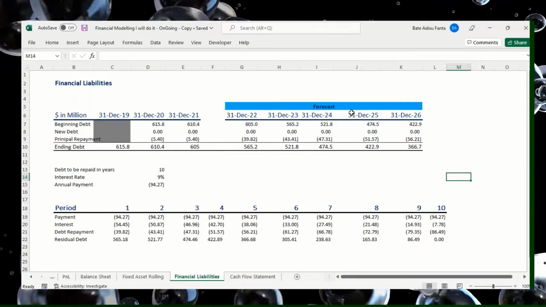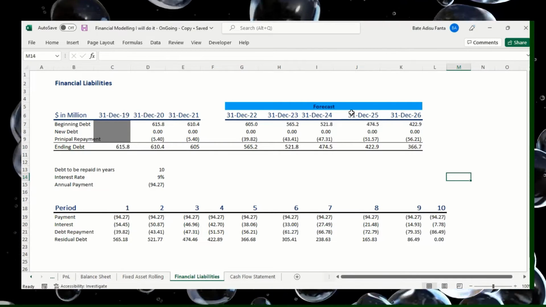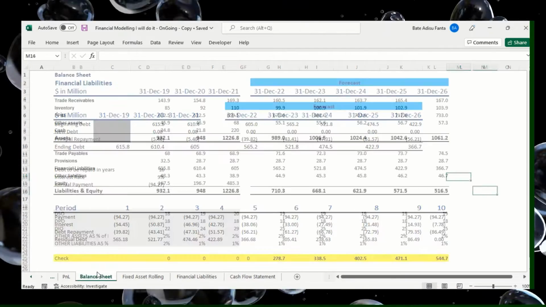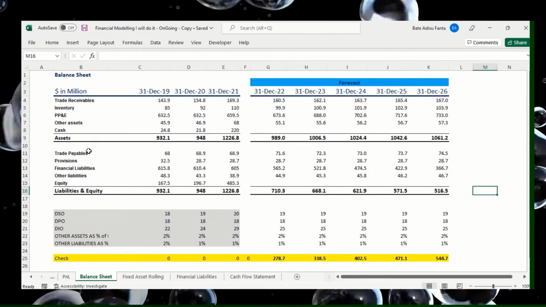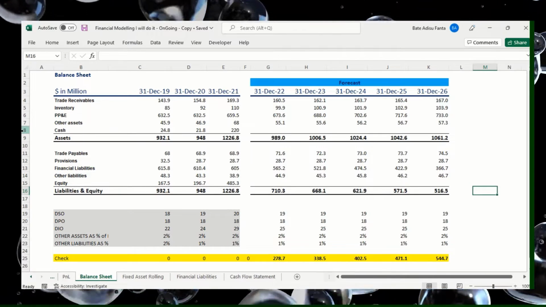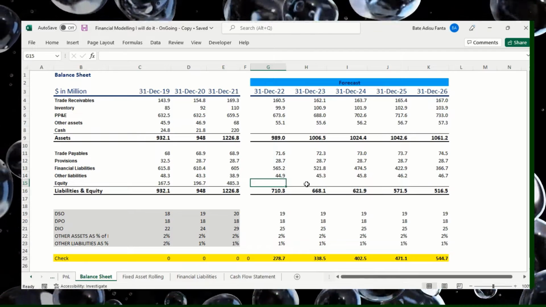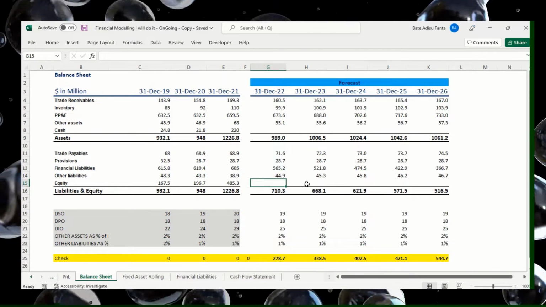In this video we will see how to do equity schedule. In the balance sheet we are left with two items, especially cash and equity. So in this video we'll see how to do equity schedule.